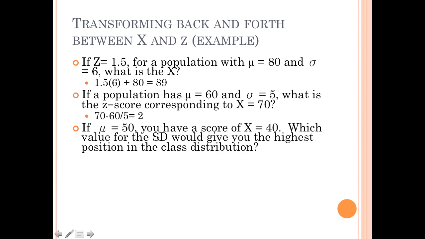So if mu equals 50, you have a score of 40. Which value for the standard deviation would give you the highest position in the class distribution? 2, 4, 6, or 8? If you can't just conceptually look at this and think about it, the easiest way to figure it out is to substitute and do 4 equations with these 4 different standard deviations. What do y'all think would give the highest position in the class? 2, 4, 6, or 8?